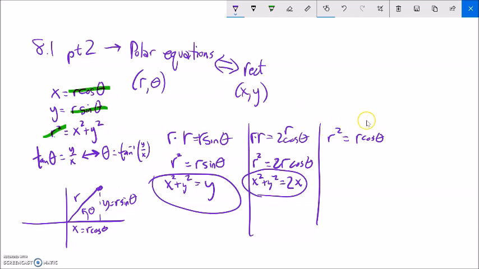All right, if you look at this next one, that is almost exactly like what we had here. This is kind of a silly example. r squared equals r cosine theta. r squared is x squared plus y squared. r cosine theta is x.